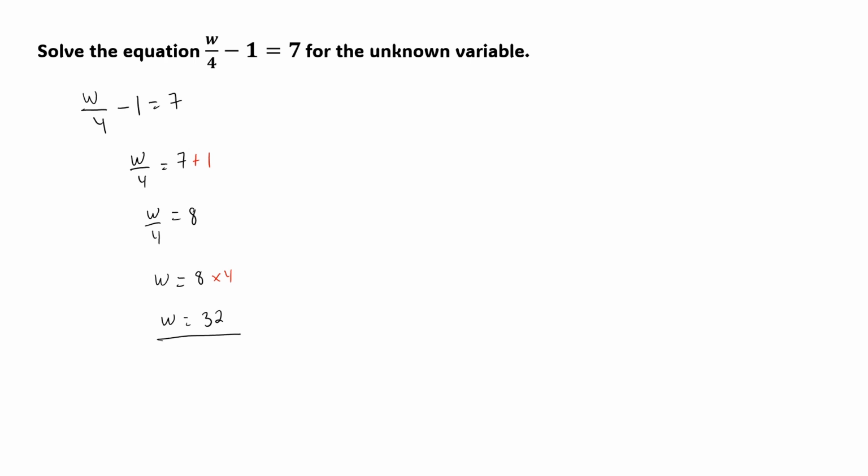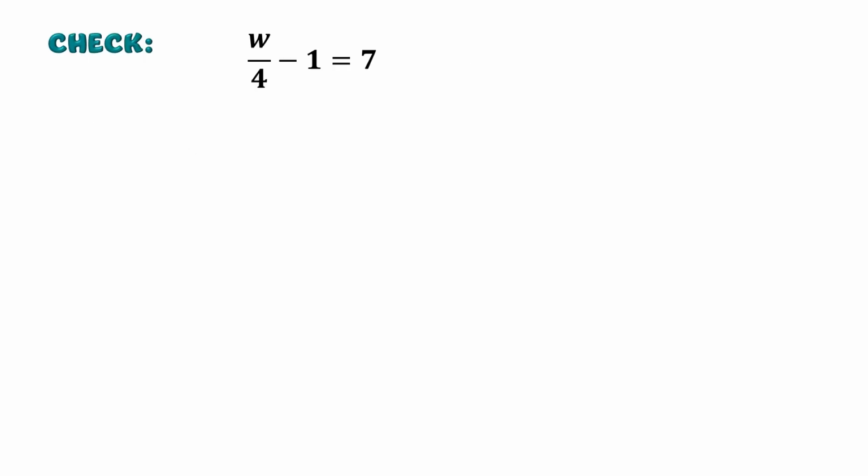Okay, so now that we have solved and found out that w is equal to 32, we're now going to check our solution to make sure that the answer that we got is correct. So we said that w is equal to 32. So we're going to substitute 32 everywhere that w appears in the equation.